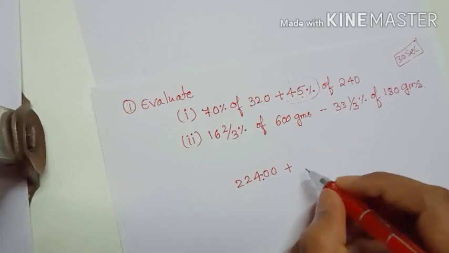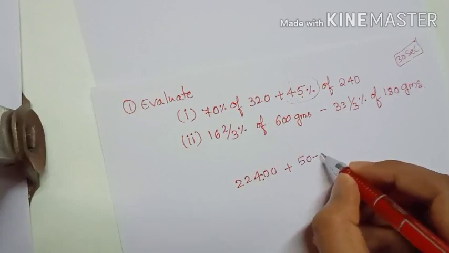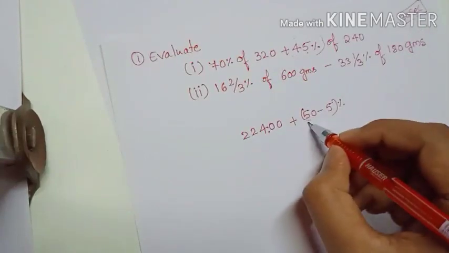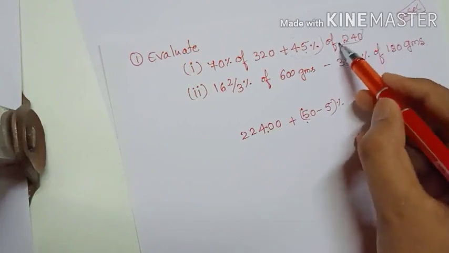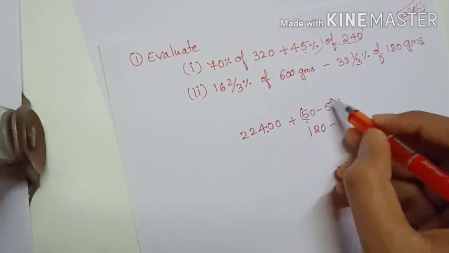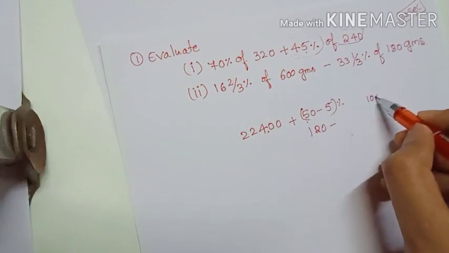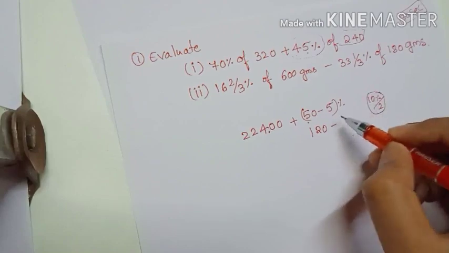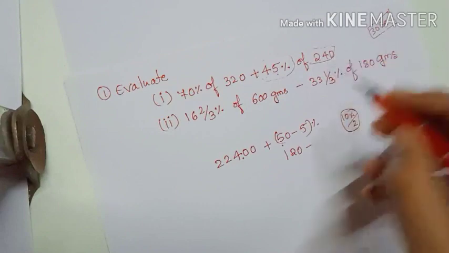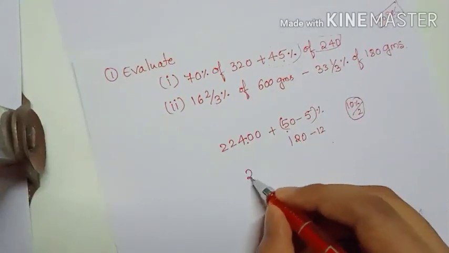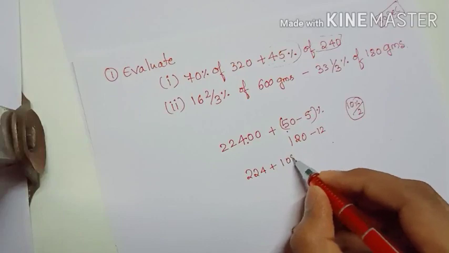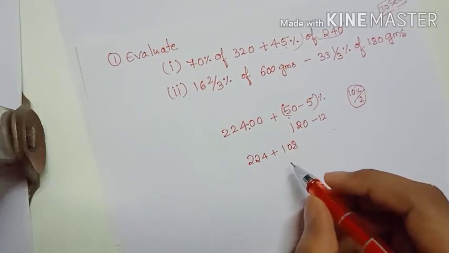For your understanding, I am writing here 50% minus 5%. Now if you want 50%, what do you have to do? Half of the value. Half of 240 will be 120. Minus 5%: how are we going to do it? 10% divided by 2. Half of 10% will be 5%. So what is 10% here? 24. What is 5%? Half of 24, 12. So 120 minus 12 will be 108. This is very simple.